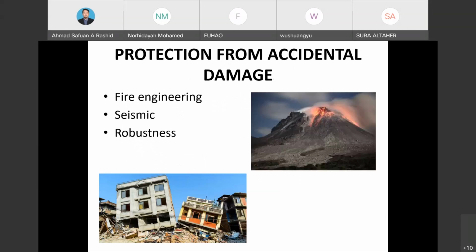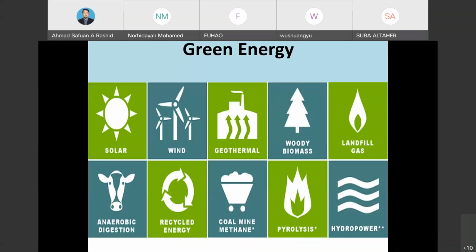Protection from accidental damage. Perhaps this will be a good research area to be explored. Fire engineering, seismic robustness of the material, due to this natural disaster. Okay, green energy.